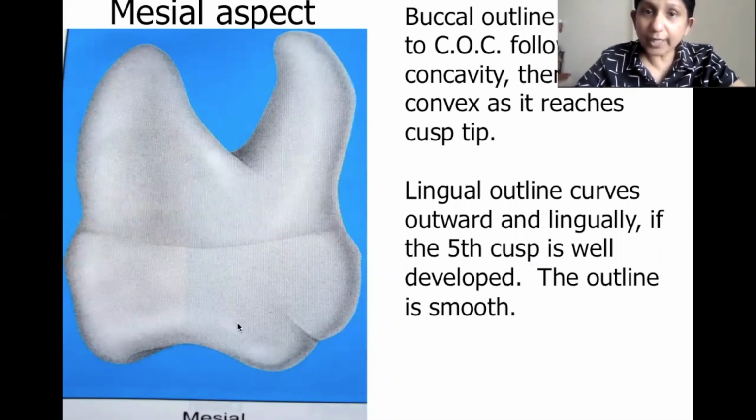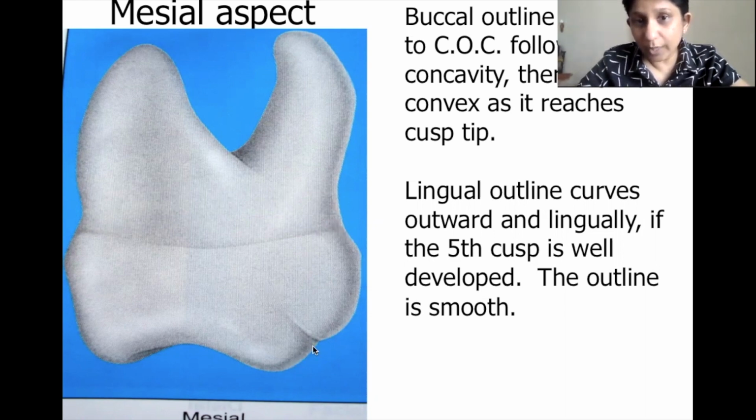So since we know that there is a cusp of Carabelli on the mesiolingual cusp, here it is very easily visible that the cusp of Carabelli is out here. Which means this entire cusp must be mesiolingual. So since we are seeing the mesial aspect, this will be the lingual outline. If this is the mesiolingual cusp and this aspect is mesial, this outline has to be the lingual outline. So if this is the lingual outline, this will be the buccal outline.